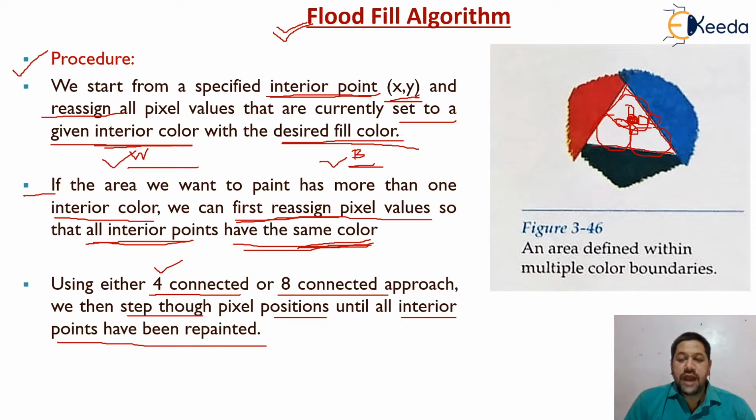Okay, so I will not check whether I have reached the boundary. I will check whether it already has the interior color. No, it has the blue color, because my interior color is white. Okay, so I will fill this. Whether I'm going to fill this color, no, I will not consider that pixel.